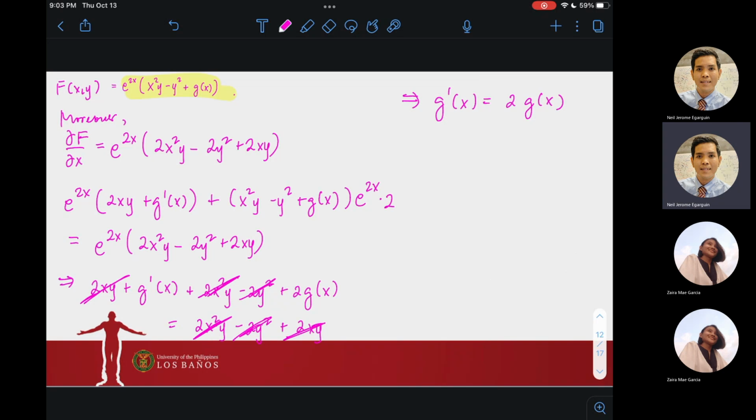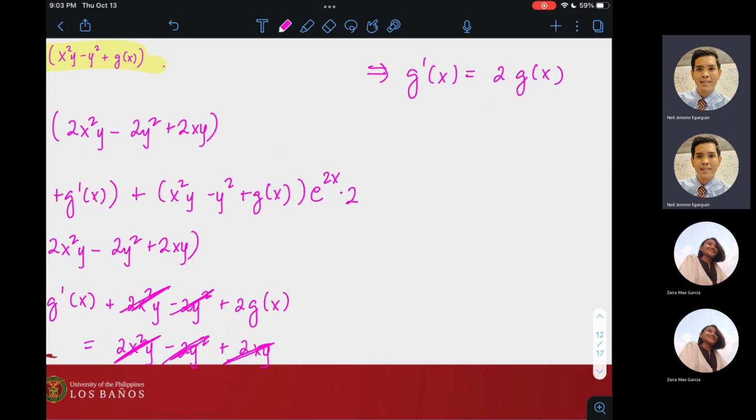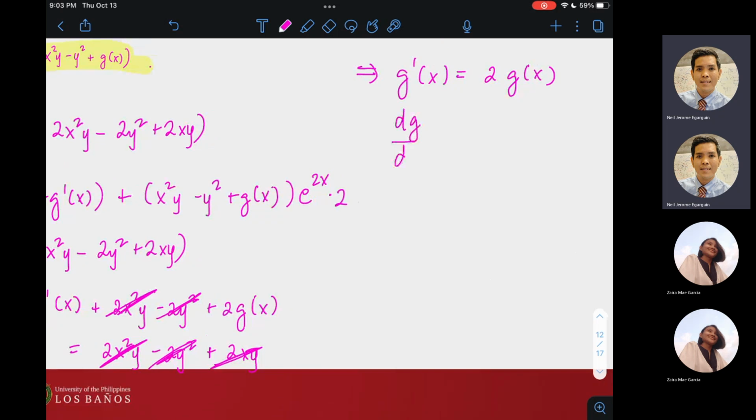Alright? Tapos ngayon, hindi siya madaling i-integrate right away. So ang gagawin ko muna, kakaroon ako ng dg over dx. That's another way to write g prime. Okay? Ito ay equal kay 2g of x. And then I can separate the variables, those with g's and those with x's alone. Pwede ko silang pagsama-samahin. So in this case, I'll have dg over g equals 2dx.